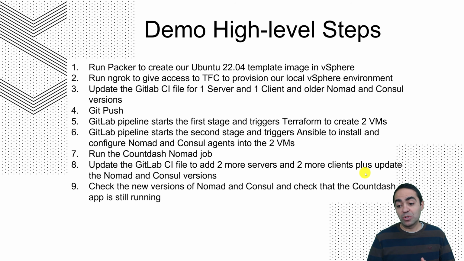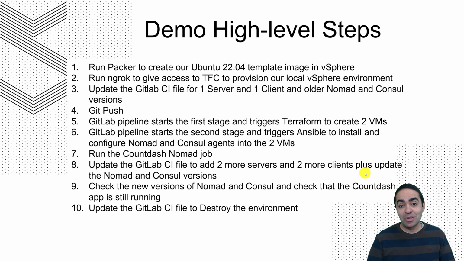And of course, we want to add 2 more servers because we want to have more high availability when it comes to running Raft clusters with Consul and Nomad. Number 9 here, we're going to check the new versions that we just installed of Nomad and Consul and check that the Count Dash app is still running through the upgrade process. Finally, we're going to update the GitLab CI file one last time to go ahead and destroy our environment. So why don't we go ahead and start with Packer right now.